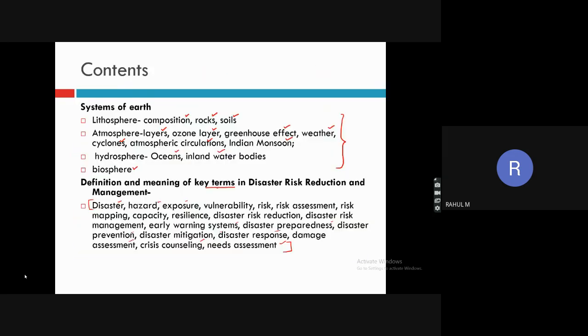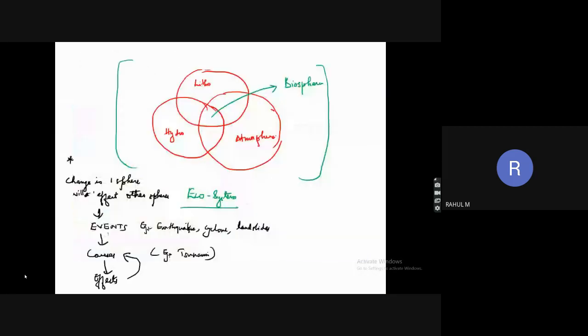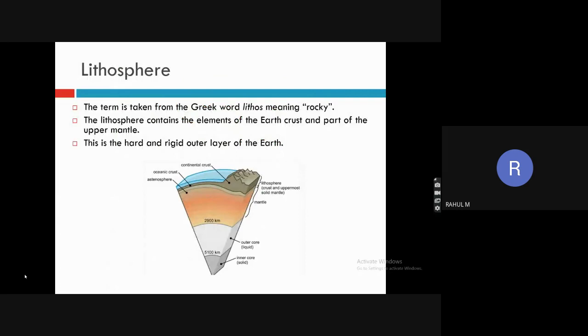As per the syllabus, we have to cover all these things: lithosphere, atmosphere, hydrosphere, and biosphere. So starting with the lithosphere. As I said, the term litho is derived from the Greek word lithos, and that lithos means rocky. So from the name itself, it is very clear: it represents the rocky terrain of the Earth. The region below the surface of Earth comes under this rocky terrain, and that is called the lithosphere. It contains elements of the Earth's crust and parts of the upper mantle.